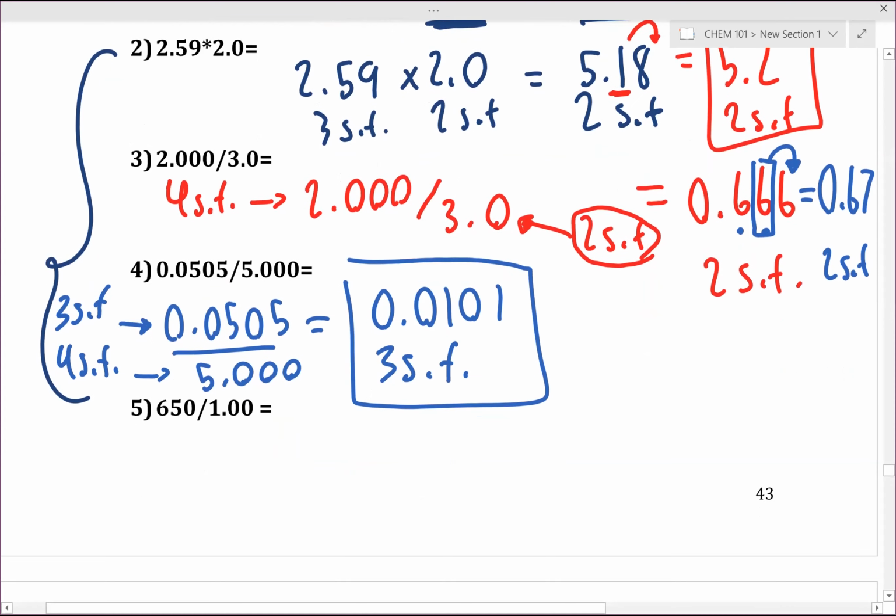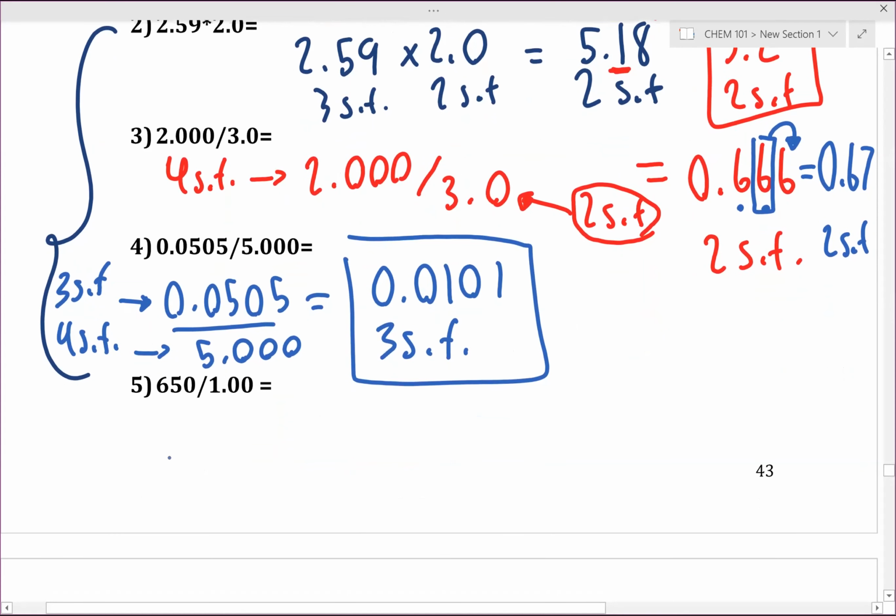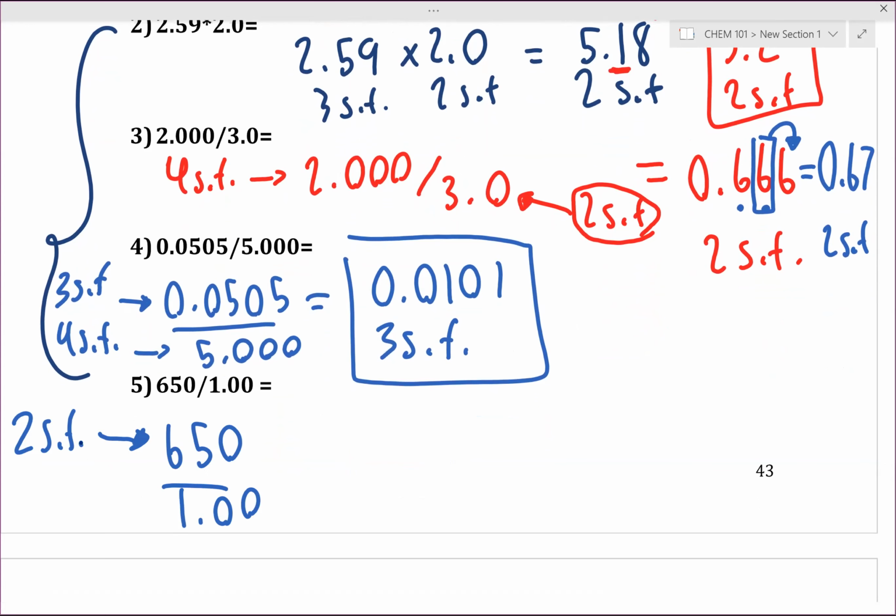Let's complete this final example. So if we have 650 divided by 1.00, how many significant figures does the top number have? 2. Has 2 sig figs. Trailing zeros that are not before or after a decimal point are not significant. What about 1.00? How many sig figs does 1.00 have? 3. Yep.